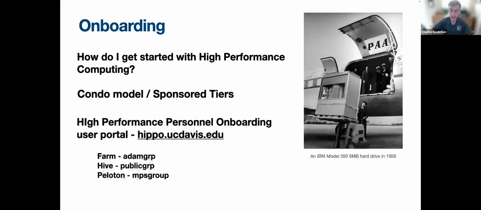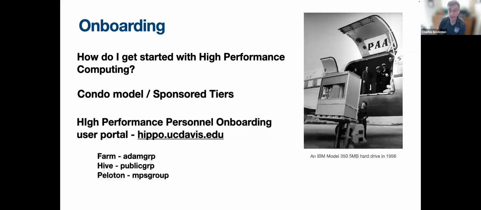So if you're a part of Hive or Farm and you log in, your group or PI would have, say, maybe 2 or 3 nodes that you've bought, and you'd get priority access to those, but then you'd get access to all the other unused nodes as well. So that's the advantage of having access to HPC.